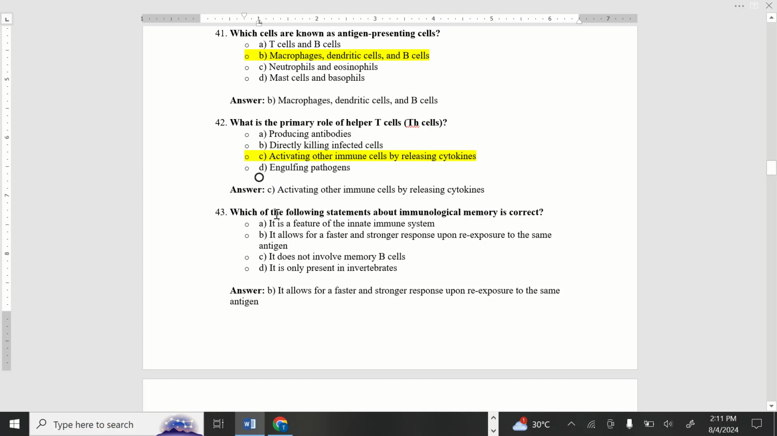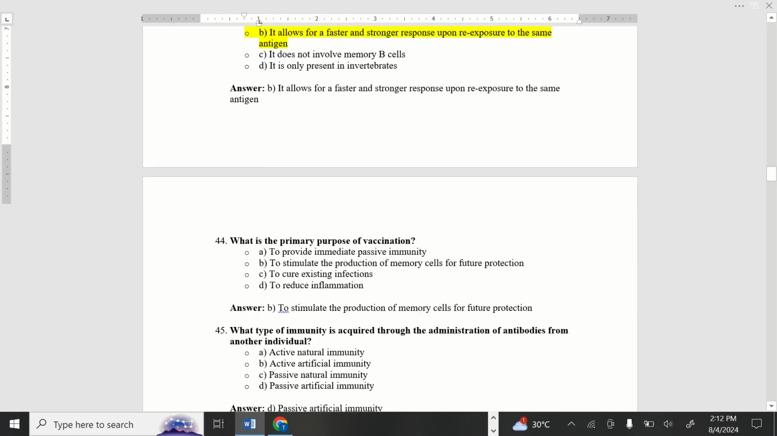The next MCQ is: which of the following statements about immunological memory is correct? A. It is a feature of the innate immune system. B. It allows for a faster and stronger response upon re-exposure to the same antigen. C. It does not involve memory B cells. D. It is only present in vertebrates. So the correct option is B. It allows for a faster and stronger response upon re-exposure to the same antigens.